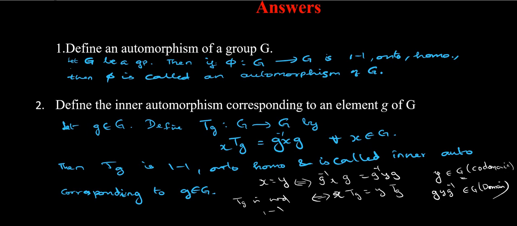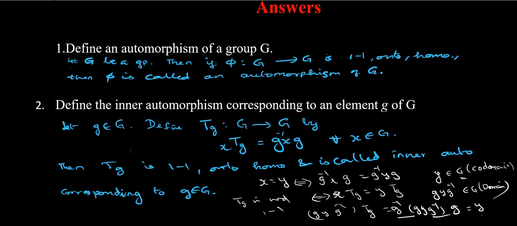Now to check whether what we have written is right or not, we shall consider g y g inverse under Tg. So it will be g inverse g y g inverse g. So this and this being identity, we get just y. So we started with y and we have landed up in y. So that means for y, g y g inverse is the pre-image, therefore the function is onto. Already we have shown that it's well defined and one-to-one.